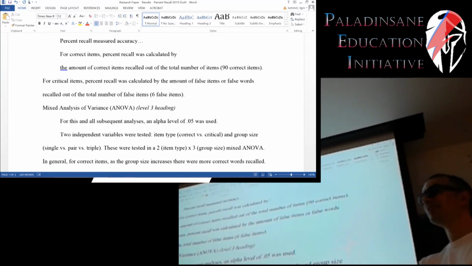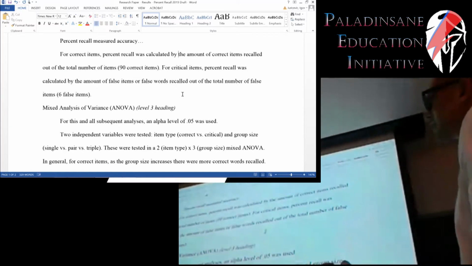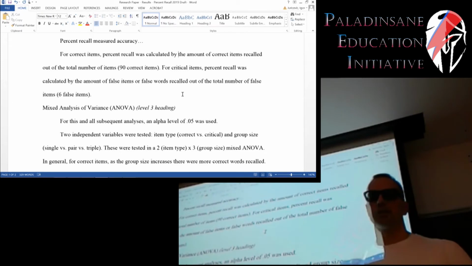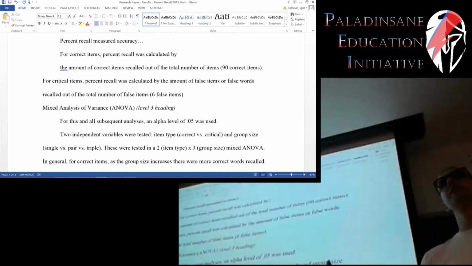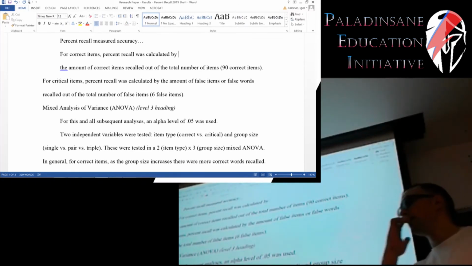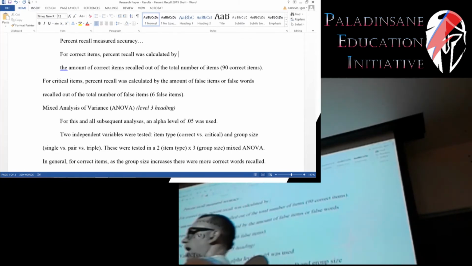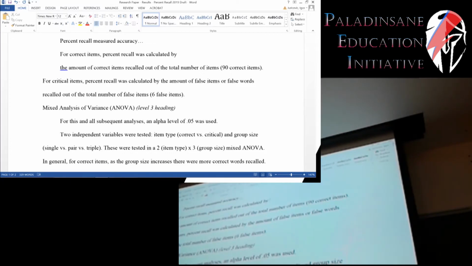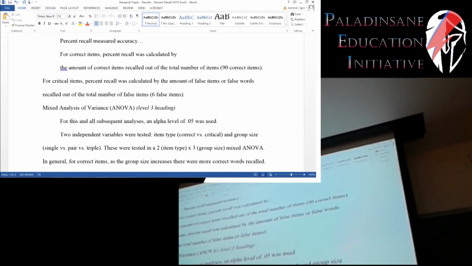Any ideas? I mean, it's basically there. It's just, calculated by the amount of correct items recalled out of the total number of items, 90 correct items. So let's look at it this way. Let's say that you had a research assistant, and they came in and said, I want to help you do some stats. I want to help you crunch some numbers. I see that you have all these total amounts of items recalled from this experiment. What should I do with that? How do I calculate the percent recall that you want?